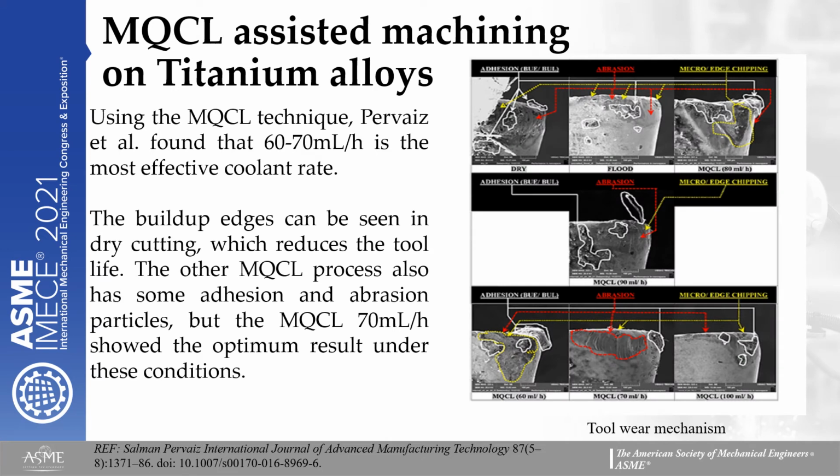In another study, MQCL performance was investigated for the machining of titanium alloy, and different oil flow rates were investigated, and the performance was compared against dry and flood cutting. It was observed that the optimal performance was achieved at a 70 milliliter per hour flow rate, and it provided the optimized penetration ability of the cutting fluid. As a result, less adhesion and abrasion was observed when the tool wear mechanisms were investigated.